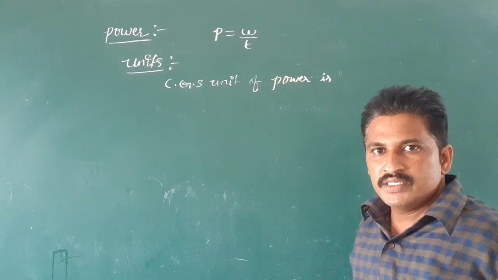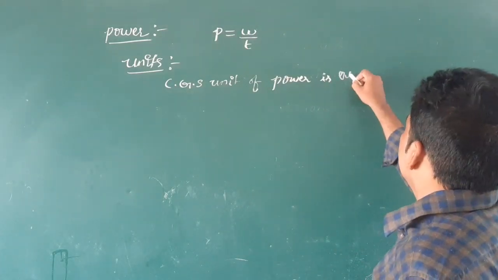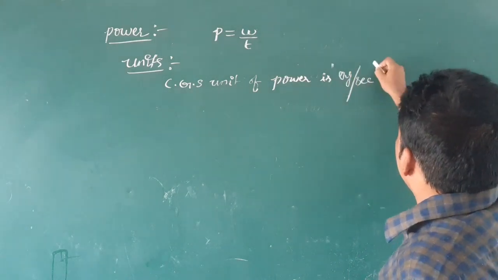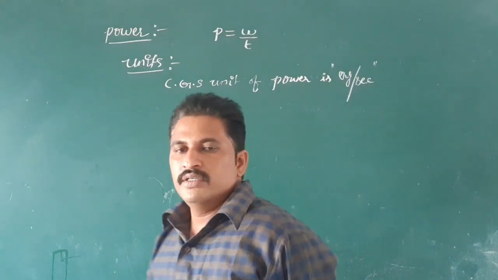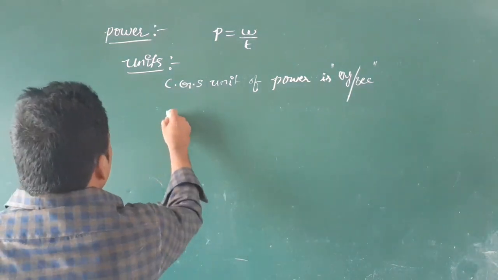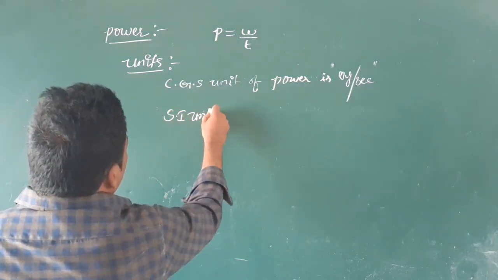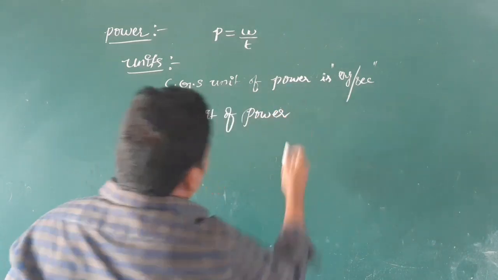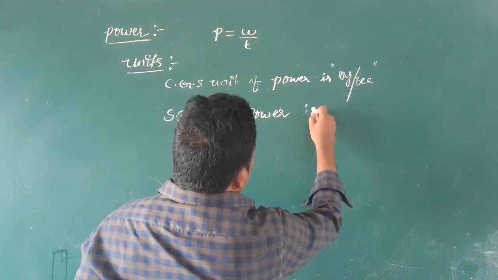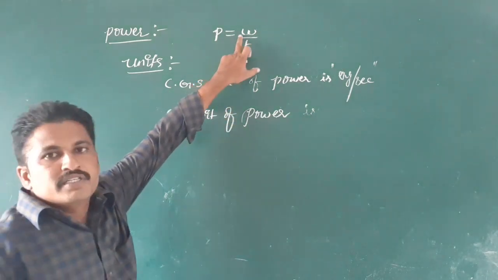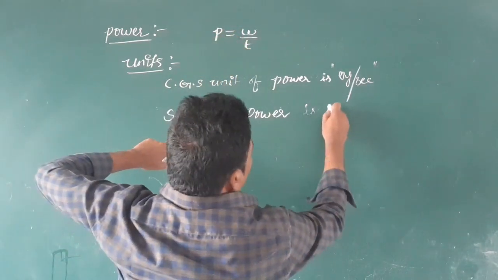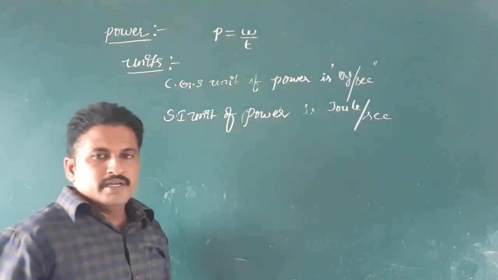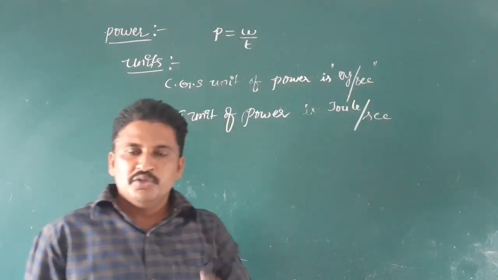CGS unit of work done is erg. So erg for time, seconds. So erg per second is the CGS unit of power, students. Also, SI unit of power is, see here, SI unit of work done, joule, for time, seconds. Do you know, students, one thing you remember here, that is units of time.